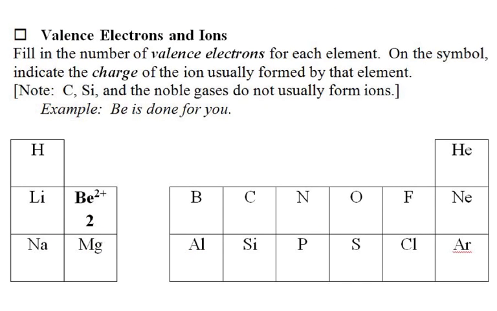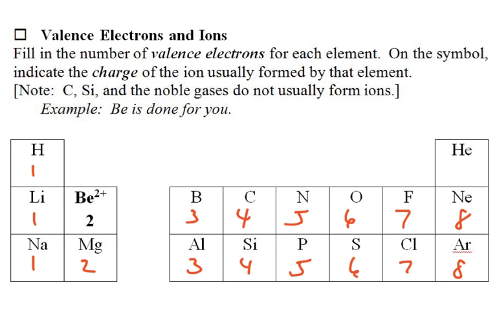Okay, last question. This is just a nice summary. Fill in the number of valence electrons for each element and indicate what charge these would have. So everybody here has 1 valence electron. Everybody in the second column has 2 valence electrons. These all have 3. These all have 4. These all have 5. These all have 6, 7, 8, and helium only has 2. So the concept here is these have full shells, but helium's shell can only hold 2.